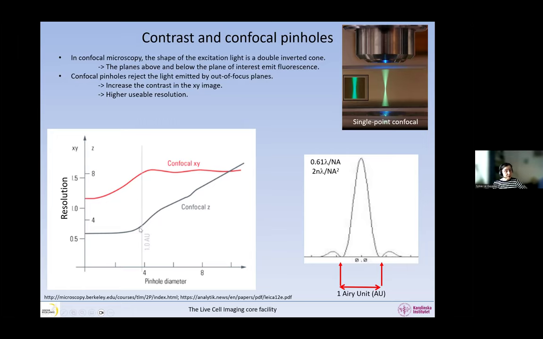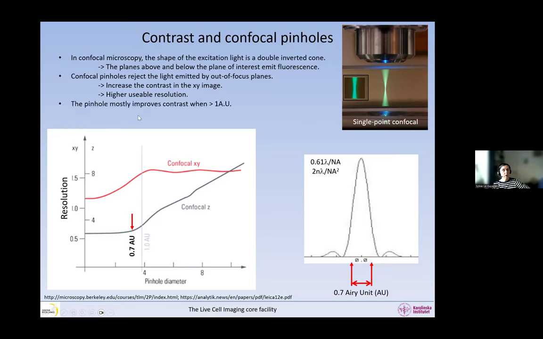And afterwards, it stops somewhere here. It actually stops at 0.7 area unit, which basically means you are excluding part of the main lobe. So clearly, you need to have extremely bright samples to set the pinhole closer to one area unit. But there are advantages to it because you're getting a better resolution in XY. And then up to a certain point, you still get a better contrast in Z and usable resolution.